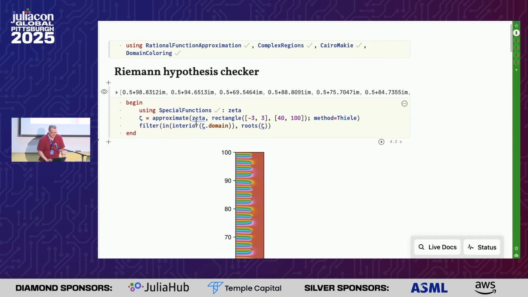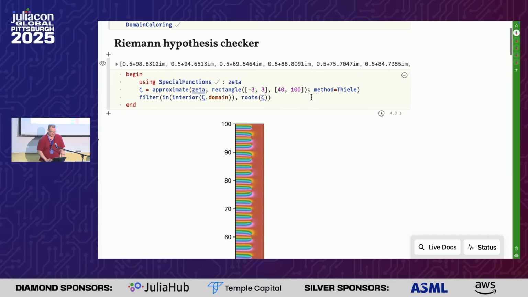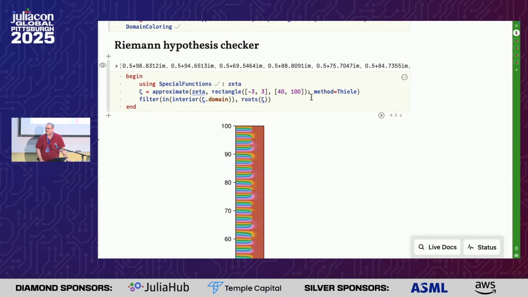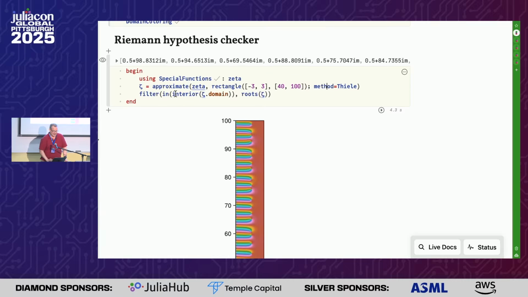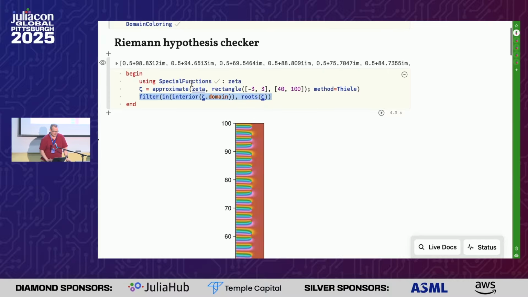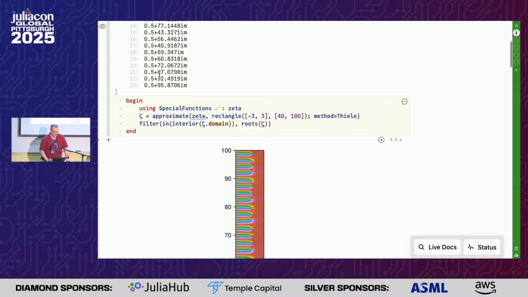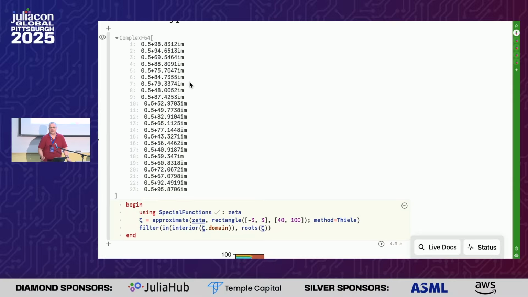So here's an approximation to the zeta function in a rectangle in the complex plane. Just for fun, I use the Thiele method. So this is the world's worst Riemann hypothesis checker. Okay, but it's fun to see, right? It's fun to see this function. And so if I look at the zeros of this approximation, they all have real part equal to 1/2. So I don't have anything exciting to announce on that front today, but it's fun.